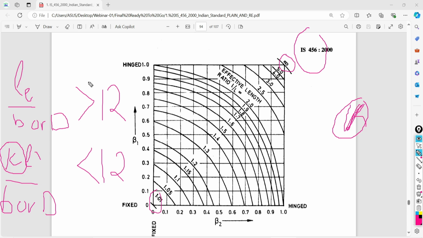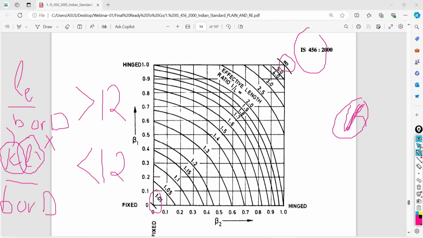No doubt, this calculation also depends on the unsupported length, no doubt. But as of now, we are not giving the L greater importance. We are giving the importance to the k first. So the k value is actually deciding whether the column is going to become a long column or a short column.